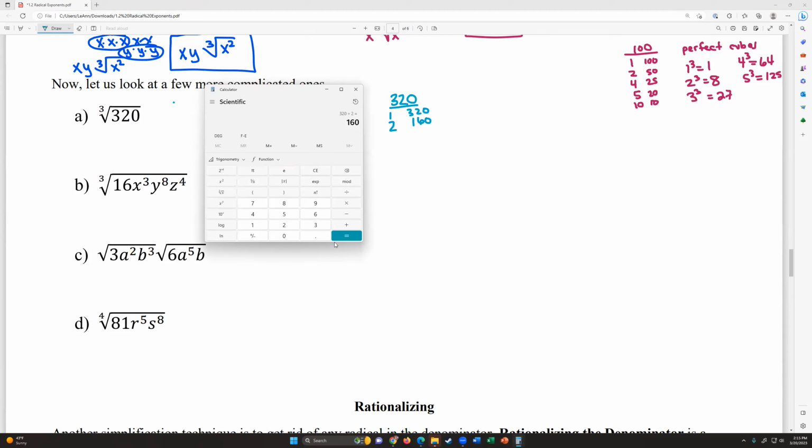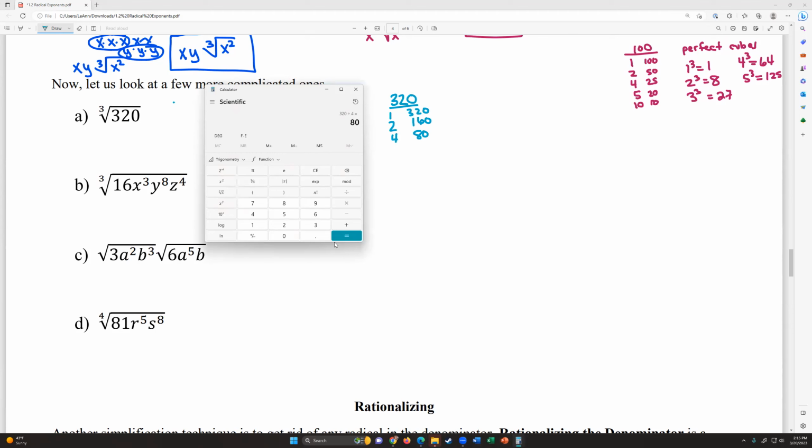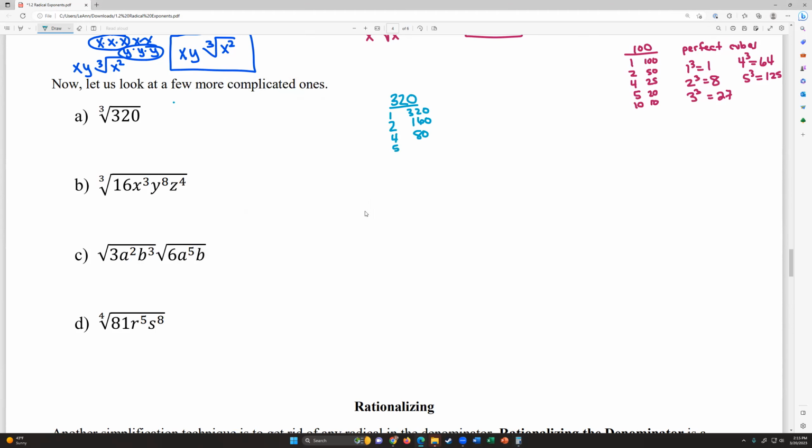And we've got divided by 4. Need to check that. That's 80. Divided by 5 is 64. So right there is a perfect cube that would work. And that is also a perfect square, but it is a perfect cube when we're doing cubed roots. So we're going to break this down into the cubed root of 5 times 64.